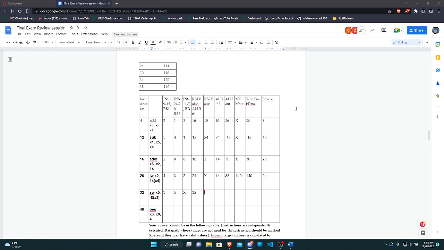Your RS2 value, we're going to go with the 5. Register 5 contains the value 12. And so then, let's see, your ALU in 2, that's going to be your immediate number. So in this case, that's -8.